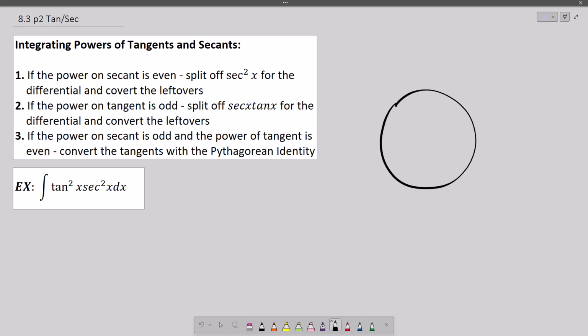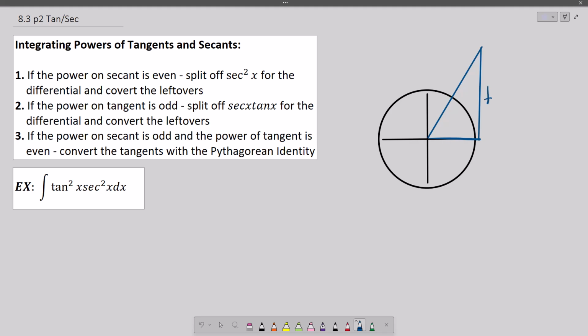So that Pythagorean identity, remember I showed you this triangle, which I think is really helpful. If you can get this triangle, it's not a rectangle, it's a triangle. If you can get this remembered, there's tangent of theta, the hypotenuse is secant of theta, and 1 is the radius of the circle.